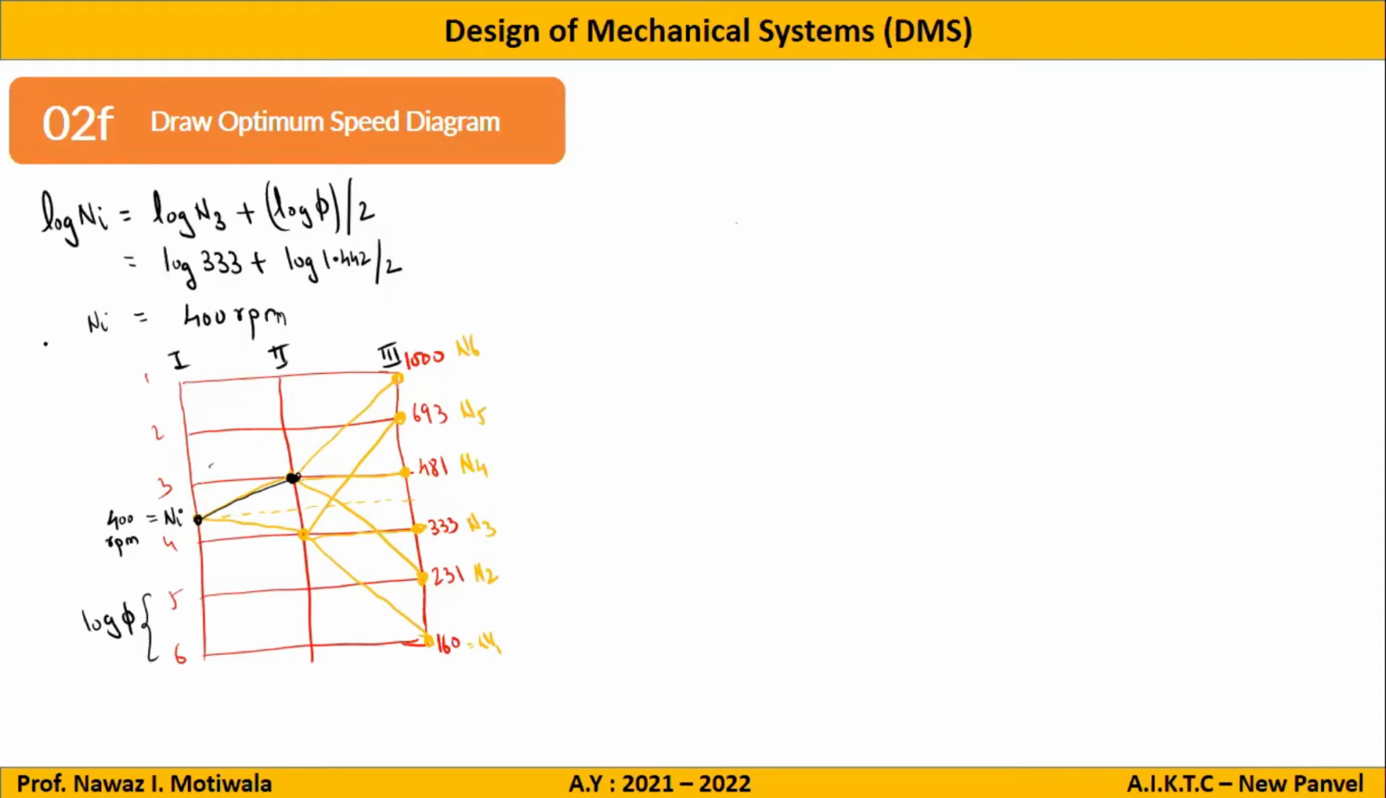Okay, so I will mark it here. Let us say this is the motor speed. I will write here Nm, which is given to us as 1440. I have just marked it about 1000.